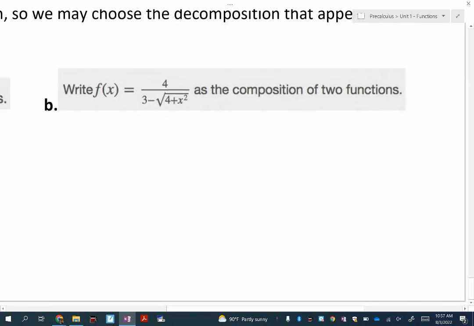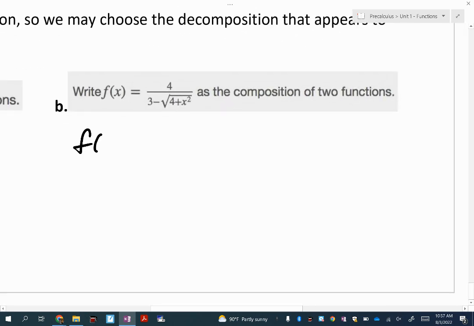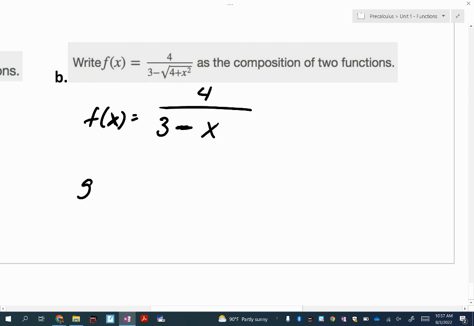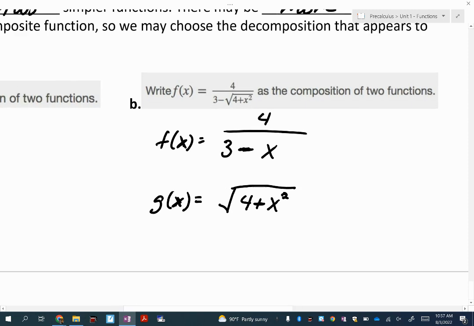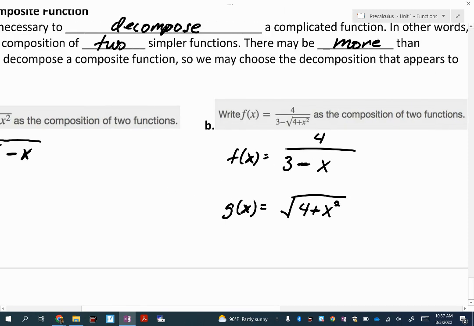Let's go to B. Same idea for B. My f of x is going to be the one with the box. So 4 over, and I do 3 minus box. So I'm writing 3 minus x. Then what do I need to put in that box? Where it says x, I need to put in the square root of 4 plus x squared. As I said, there are definitely many ways to do this, but that's the way I decided to do those 2 in A and B.